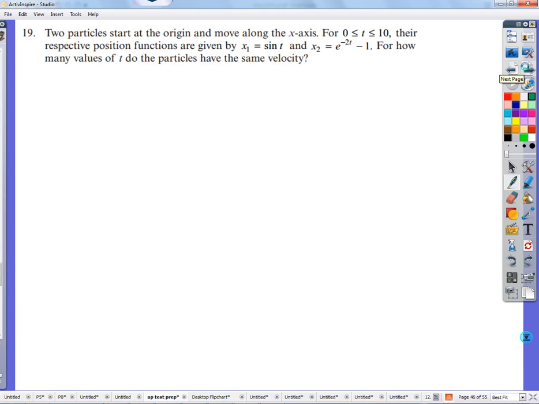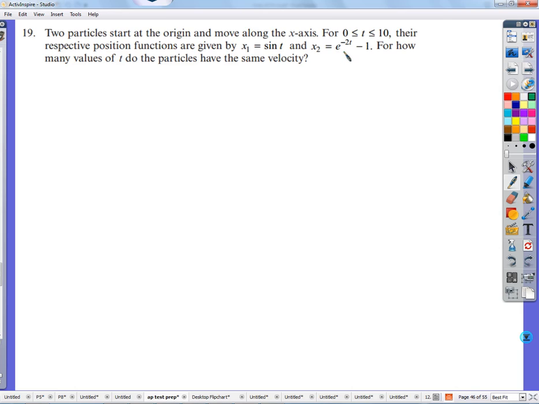Two particles start at the origin and move along the x-axis from times 0 to 10. Their respective position functions are given by, they're the functions, right? They're the position functions, that's how far away they are from the origin at time t. So you plug a number in there. Clearly this is the sine of t, right? So sometimes it'll be at a positive distance away from the origin, and then sometimes it'll be at a negative distance away from the origin. That's the way the sine works.